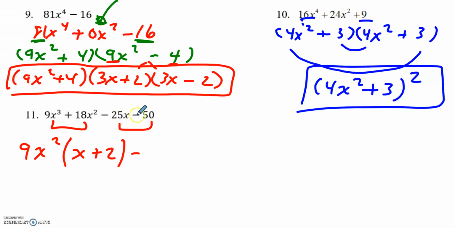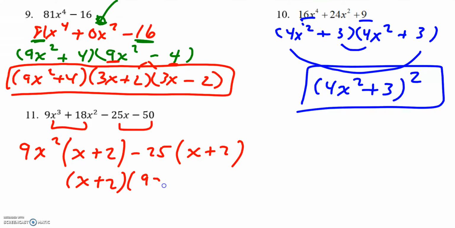Biggest number I can take out of 25 and 50 is 25 itself. If I do negative 25 divided by negative 25, I'm left with just 1x, or x. Negative 50 divided by negative 25 is positive 2, not 25, so positive 2 there. Then my parentheses match, and I have x plus 2, and then 9x squared minus 25.